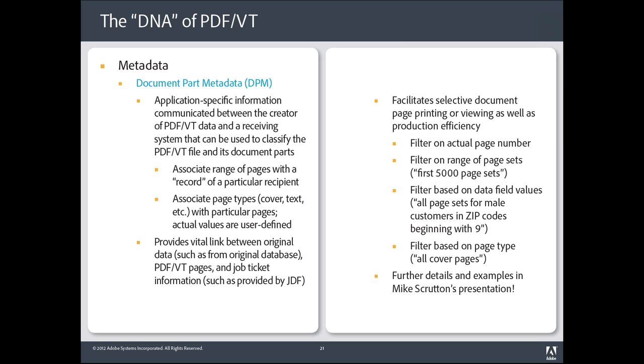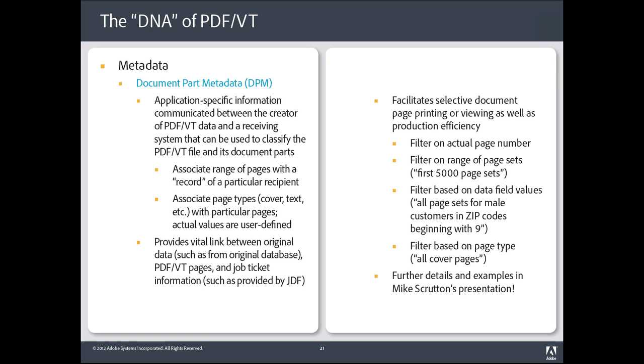Document part metadata. Now this is the interesting thing. Mike will give you an awful lot more about this, but basically this allows you to interface between the particular externals and internals. In other words, I have a job ticket. I could say print. I could filter. I want the 5th page of the entire PDF VT file, or give me the first 5,000 page sets, the first 5,000 customers.